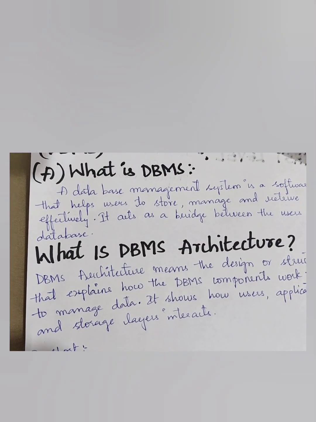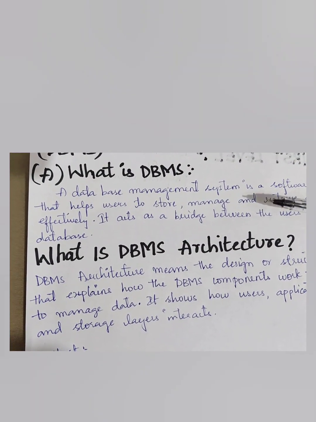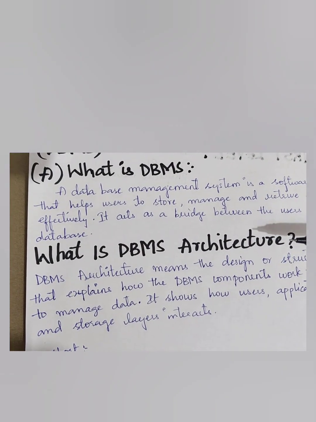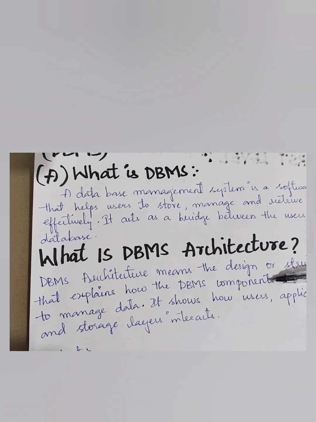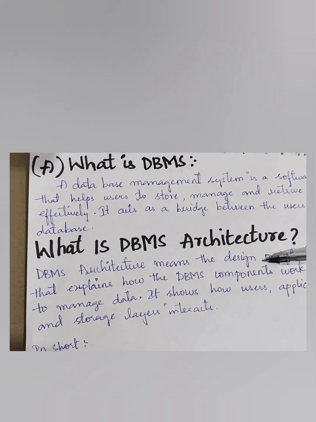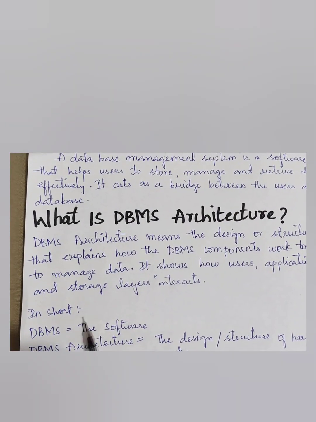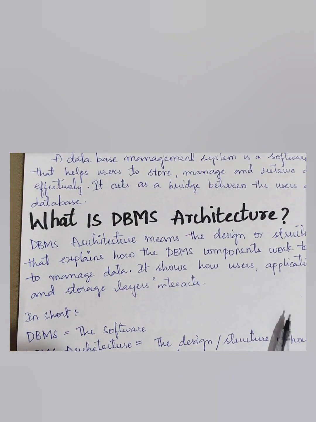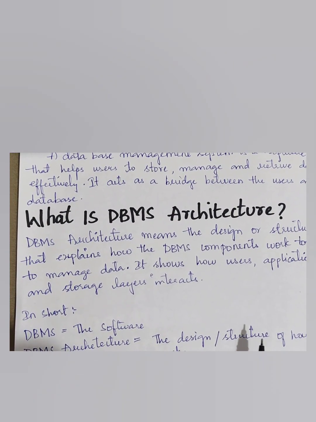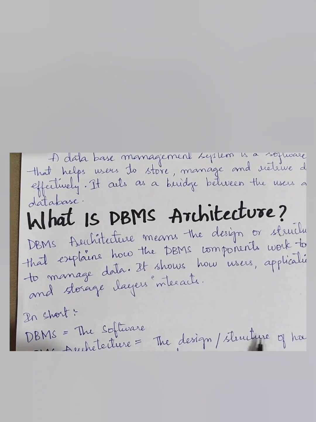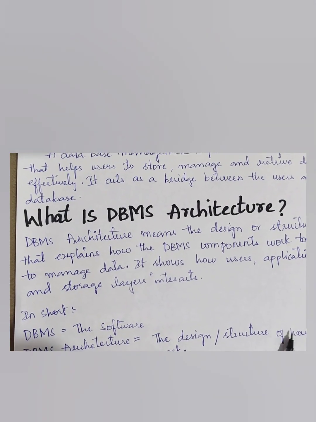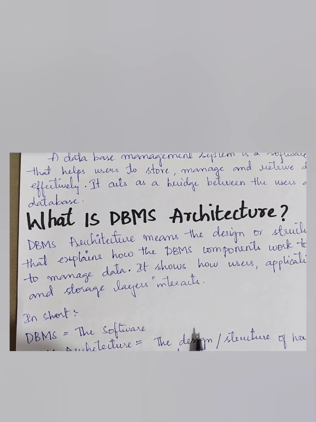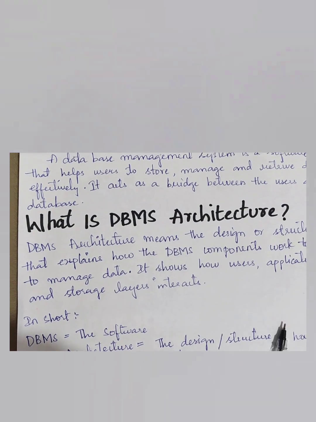DBMS is a software, right? But architecture means what goes on behind the scenes, how it is designed, how it is structured; all of that comes under the architecture. So in short, DBMS is the software. DBMS architecture is the design or structure of how it works.